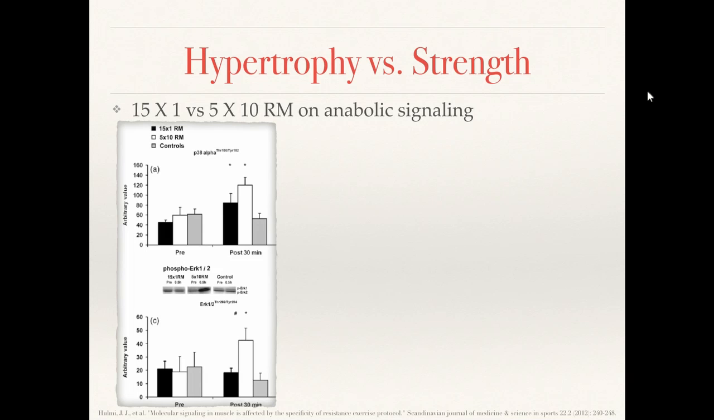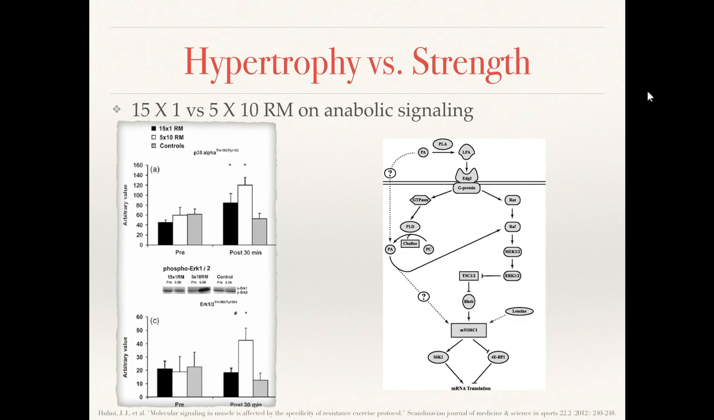Okay, so if we're looking at the top graph, for example, P38 MAPK signaling seems to be increased similarly with 15 by 1 and 5 by 10 on graph A. But if you look at ERK1-2 signaling, it clearly favors the 5 by 10. Remember, ERK1 and 2 has a metabolic component. But the thing about ERK1 and 2 is that if you look at this graph here, you can sort of see that ERK1 and 2 to the mid-right inhibits TSC1 and 2. So it can also help with stimulation of mTOR.